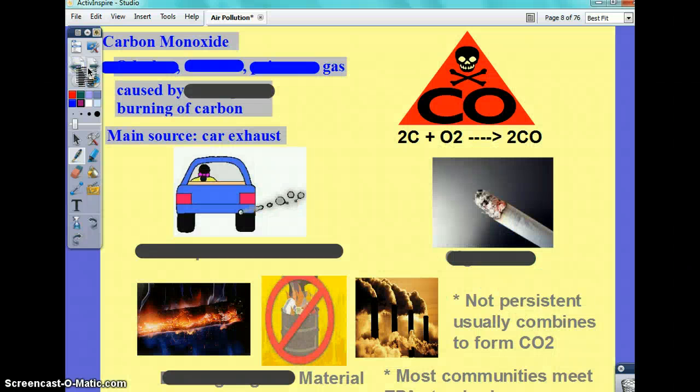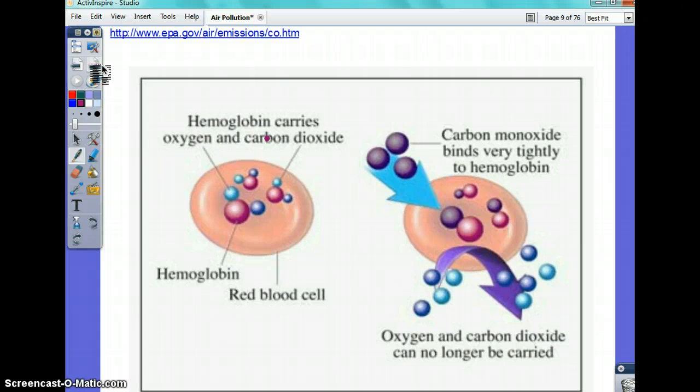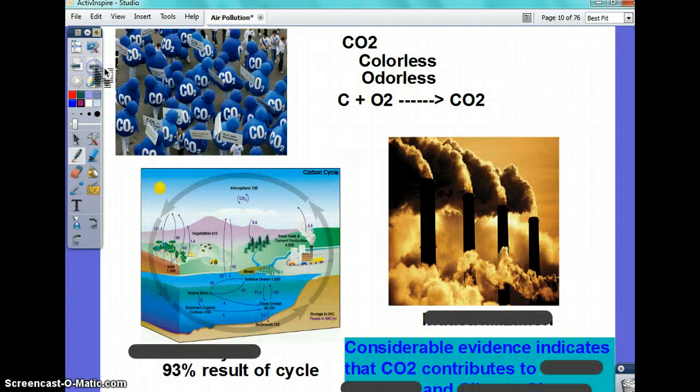So we left off here in carbon monoxide, and I'm going to be moving on to the next primary pollutant. Oh, this is an effect of carbon monoxide. Just know that it's related to your hemoglobin or red blood cells. Carbon dioxide, also colorless and odorless as well.